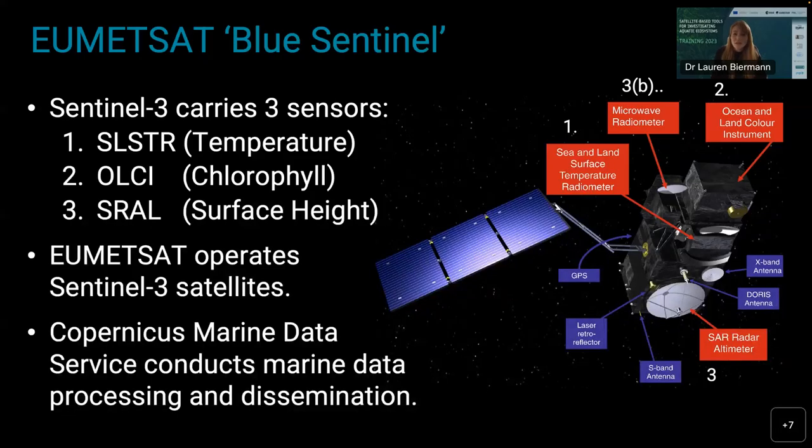And this is what it looks like. These are where the three sensors are situated. We have the SLSTR, which is the sea and land surface temperature radiometer, to collect our sea surface temperature and land surface data. But we're obviously going to focus on the sea surface temperature. We have OLCI, which is our chlorophyll or ocean color sensor, the ocean and land color instrument. And then SRAL, which is our long track surface radiometer, SAR altimeter, sorry.